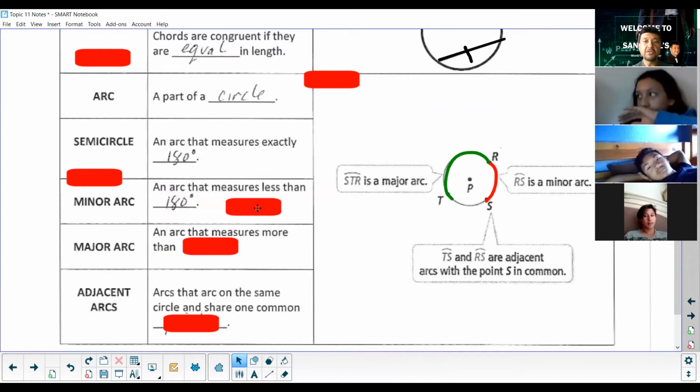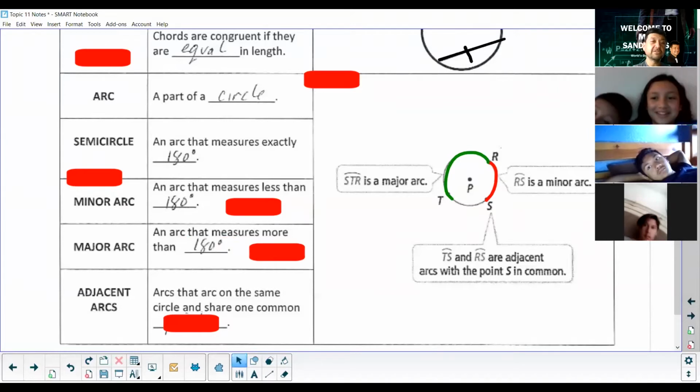So you all see this red one right here? That one right there is considered to be a minor arc. And that's because we all know that 180 degrees is half the circle or less. Now let's read the next one. Major arc. An arc that measures more than 180 degrees. Yeah, so major arc is more than 180 degrees.